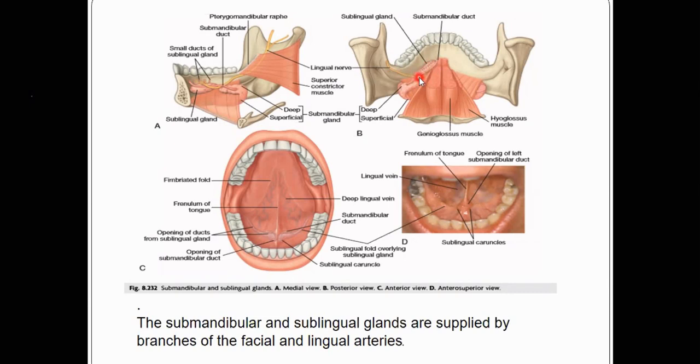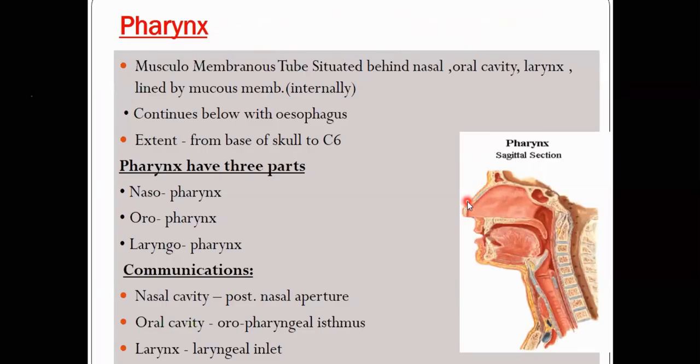You can see many small ducts open directly into the floor of the mouth. They are supplied by the branches of the facial and lingual arteries.